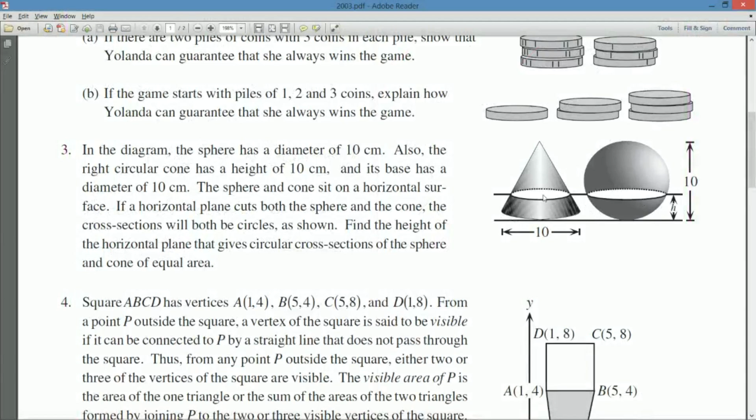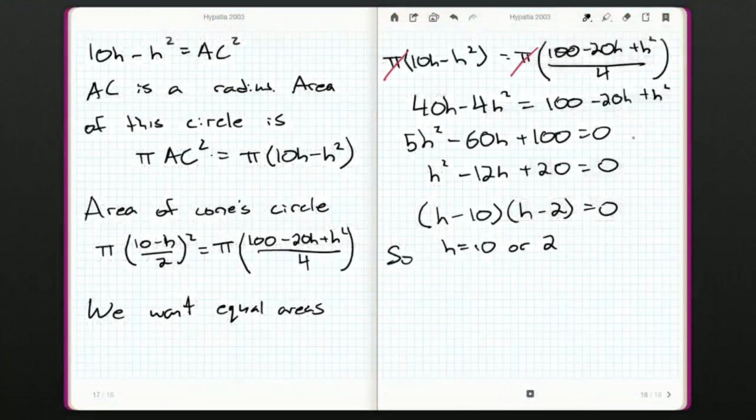A horizontal plane cuts both the sphere and the cone. The cross sections will be... Find the height. I'm inclined to interpret it as you're cutting the sphere, you're not skimming the tops. And I would phrase that as such. I mean, 10 or 2, they're both valid if you interpret the question that way.